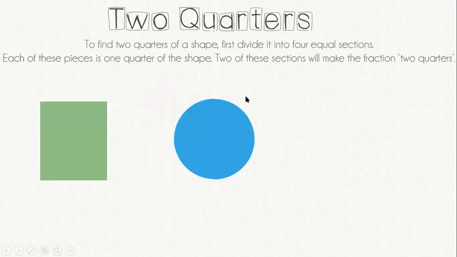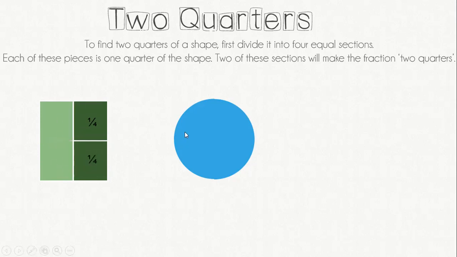Okay, let's look at 2/4. So to find 2/4 of a shape, first divide it into four equal sections. Grade 3s, you're seeing we always cut it into equal sections. Each of these pieces is 1/4 of the shape. So two of the pieces, or two of the sections, will make the fraction 2 quarters. So let's look at our square over here. We're going to cut it into 4 equal parts. We're only going to look at 2 sections.